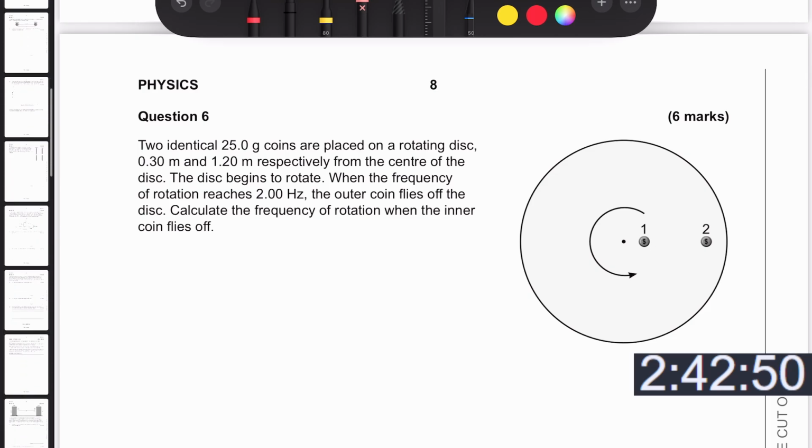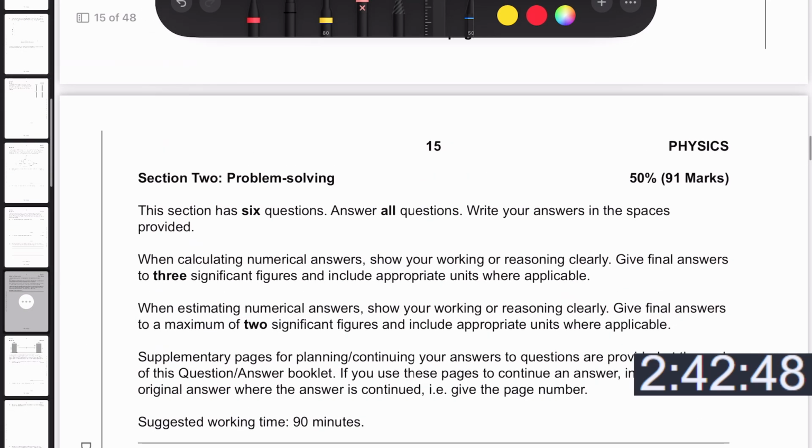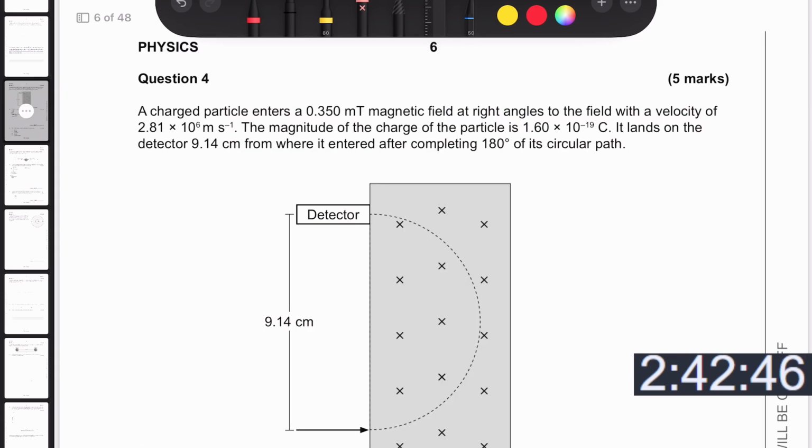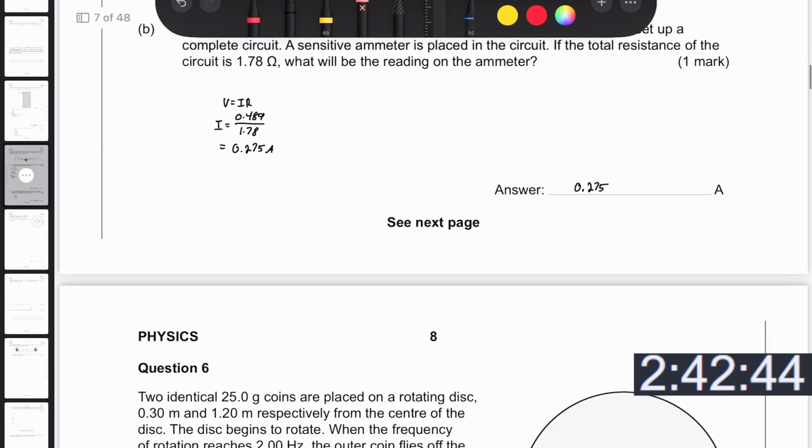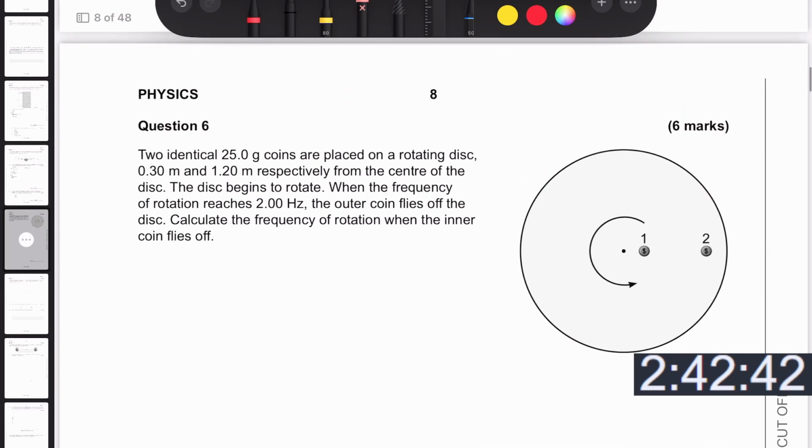Okay, when does section 2 start? It starts on page 15, right? Two identical 25-gram coins are placed on a rotating disc, 0.3 and 1.2 meters respectively from the center. The disc begins to rotate when the frequency of the rotation reaches 2 Hz. The outer coin flies off at this. Calculate the frequency of rotation when the inner coin flies off.